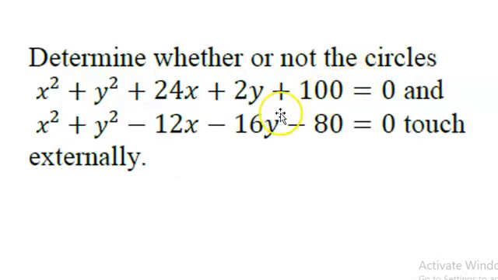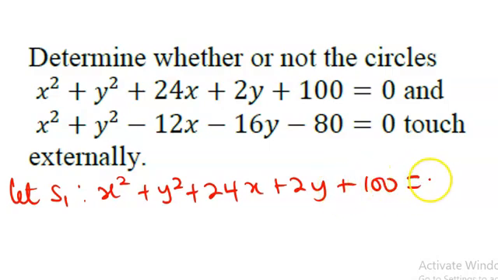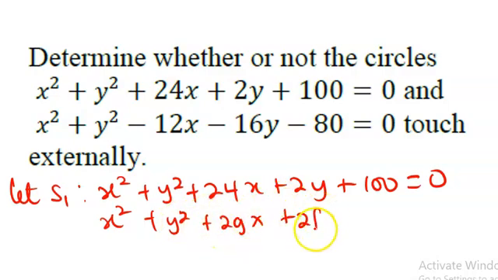So let's look at the question here. Determine whether or not the circles touch externally. Let the first circle be x squared plus y squared plus 24x plus 2y plus 100 is equal to 0. We are going to find the center of this circle and then the radius, using the general equation of a circle, that is x squared plus y squared plus 2gx plus 2fy plus c is equal to 0.